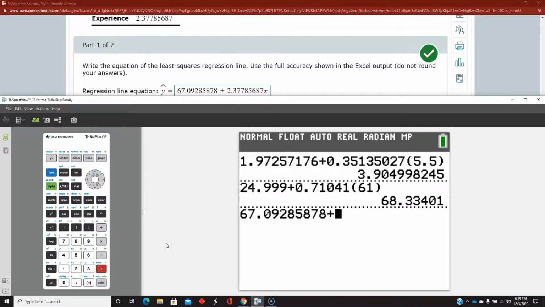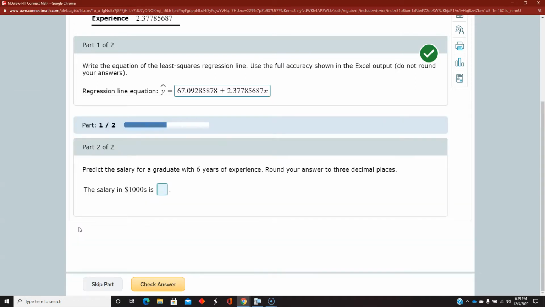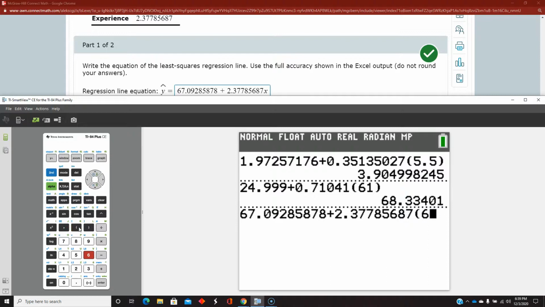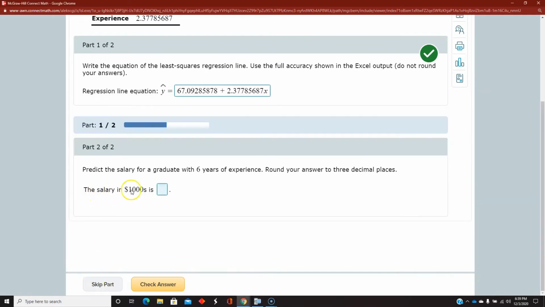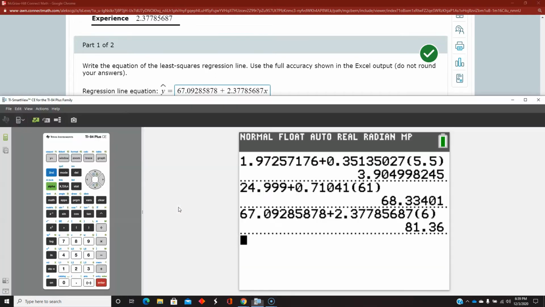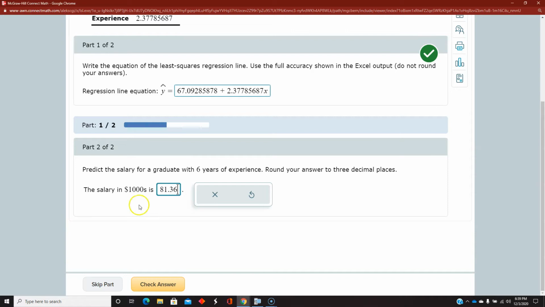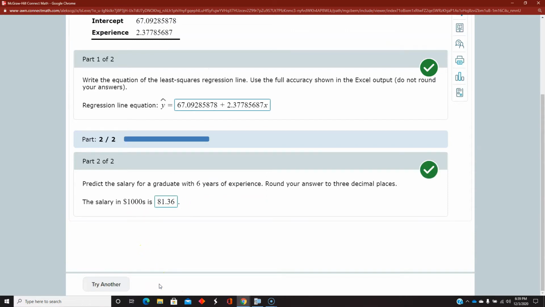67.09285878 plus 2.3778567 times x, which they said is 6. So we predict a salary of $81,000. And they said leave it in thousands, so we're going to put 81.36. That's the predicted salary in thousands. So that's how quick the homework could go, literally a 5-minute homework assignment.